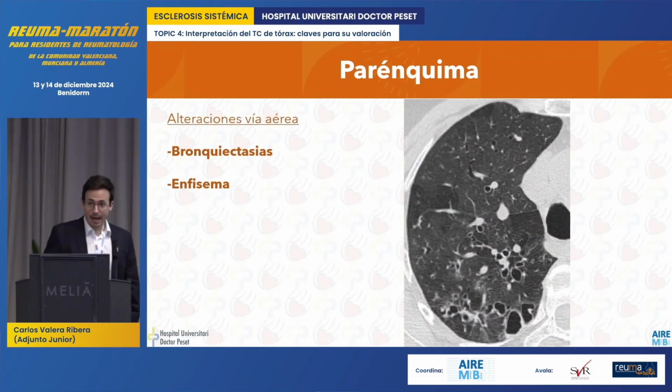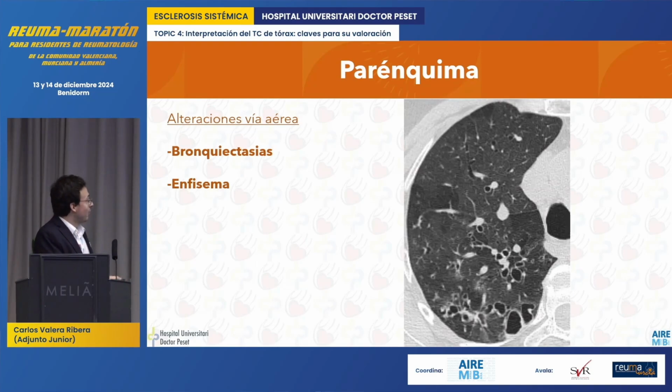We can also observe airway abnormalities, since like any patients, they may have COPD, they may have emphysema, in the form of bronchiectasis and dilation of the bronchus larger than the accompanying artery, and emphysema. These images here.